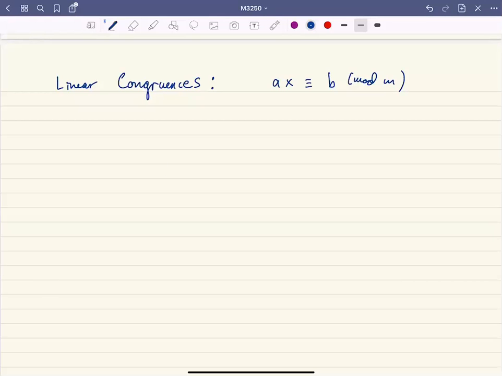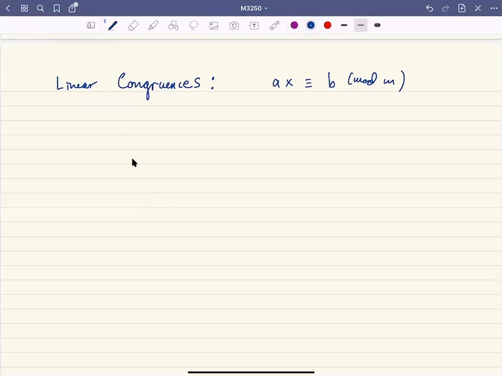In this section, we're going to talk about how to solve linear congruences. Linear congruences are congruences of the form ax is congruent to b mod m. Here, the idea is that we want to find all the values of x mod m that satisfy this congruence. It turns out that these linear congruences will not necessarily always have a solution. Actually, sometimes they'll have multiple solutions mod m.